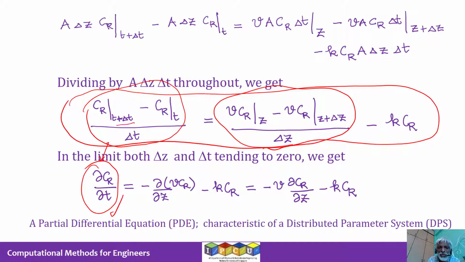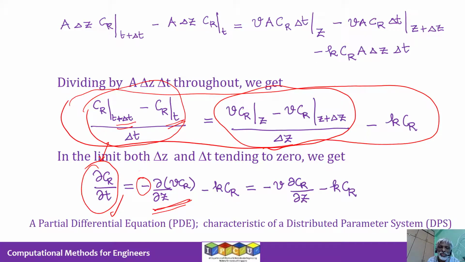Please note in this term it is t plus delta t minus what happens at t. Therefore, you get dou CR by dou T. But here, it is not what happens at Z plus delta Z minus what happens at Z. It is what happens at Z minus what happens at Z plus delta Z. Therefore, you will get a negative sign because the order is flipped. And when delta Z goes to 0, you will get dou by dou Z of VCR.